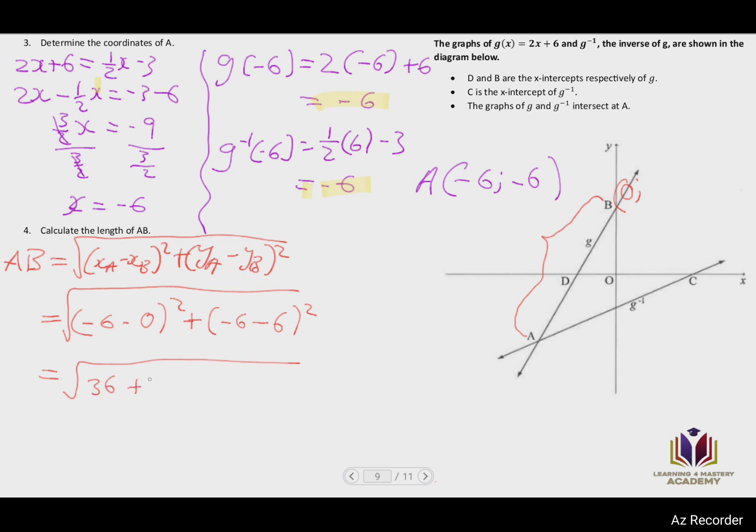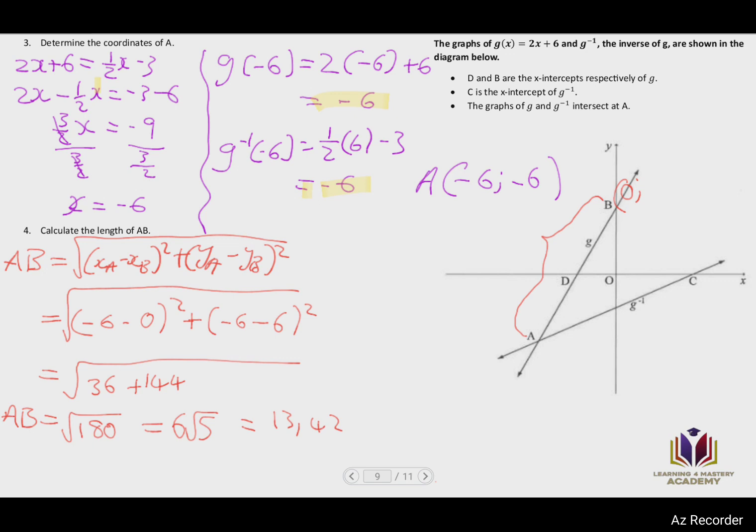36 plus 144 gives us the square root of 180. You can simplify this and say 6 root 5. I hope that makes sense. Okay, if you want to write it as a decimal, it's going to be 13.42. So we are now done with this question.